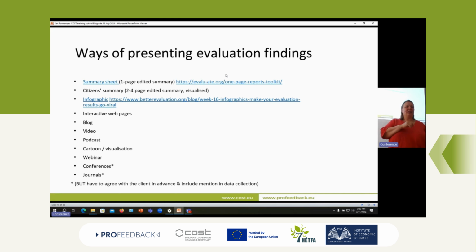So about how to present the evaluation findings, you can do summary sheets. I know, for example, citizen summary, that's a bit longer. The summary sheet is a bit like an infographic, so a one-pager that looks nice. And then citizen summary is like 2 to 4 pages. It's a bit like the executive summary, but it looks prettier, and it's something that can be put on the website and people can see that these were the main points.